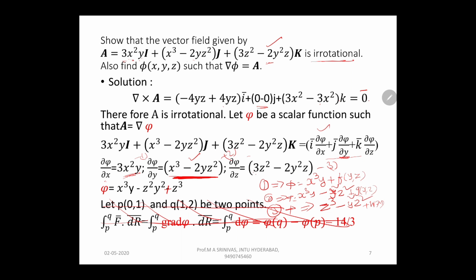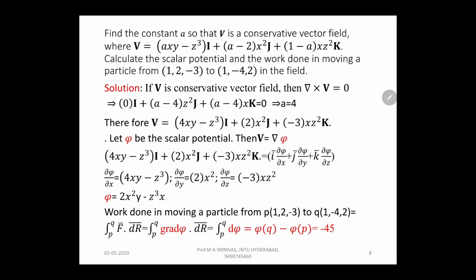Here you have 3z square, this is z cube. Minus y square z square is already written, and writing only one is enough. Here it is repeated. Wherever you have repeated terms, don't write them again. So this is your phi. He asked only phi, but no line integral. This is how we will find out the scalar potential.